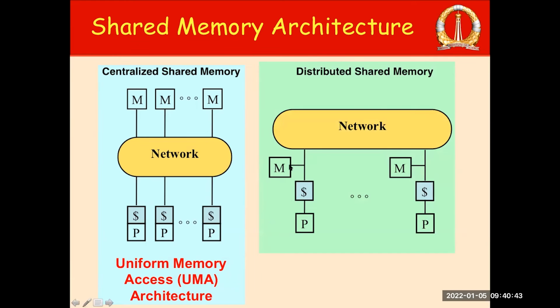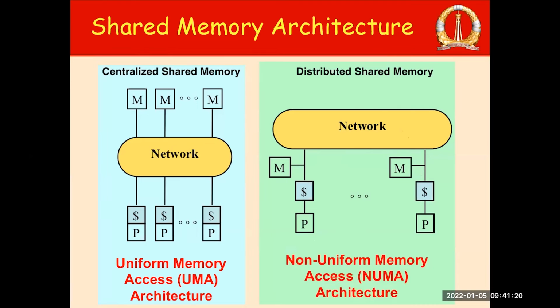Like this, there are many such modules which are connected with each other, and all of these are connected by means of an interconnect network. Now, if this processor wants to access certain memory locations which are over here, then the latency is shorter because it doesn't have to go through the interconnect network. Whereas if this processor wants to access some memory location which is over here, then it has to go through the interconnect network and therefore the latency is larger.